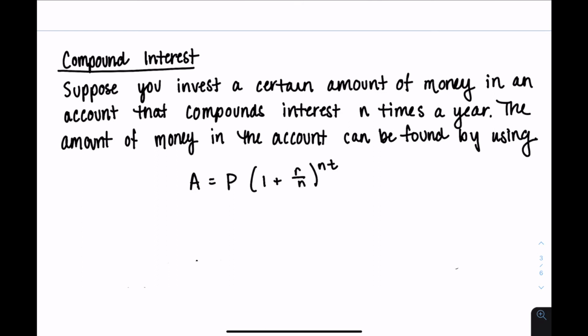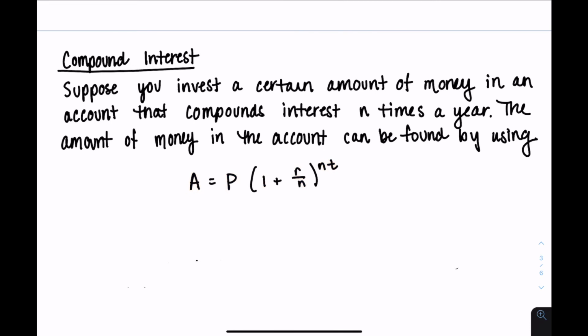So the amount of money in the account can be found by using this formula. You have A, which is the amount, is equal to P, the initial amount you invested, times 1 plus, you have to take your rate and divide it by the number of times it's getting compounded. So this tells you how much it's going to compound each time. And then it gets raised to the nt.